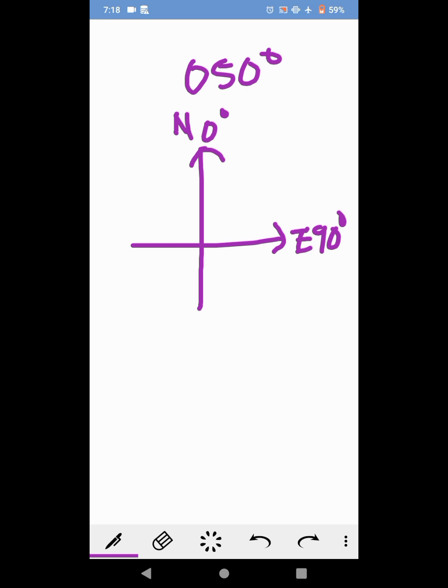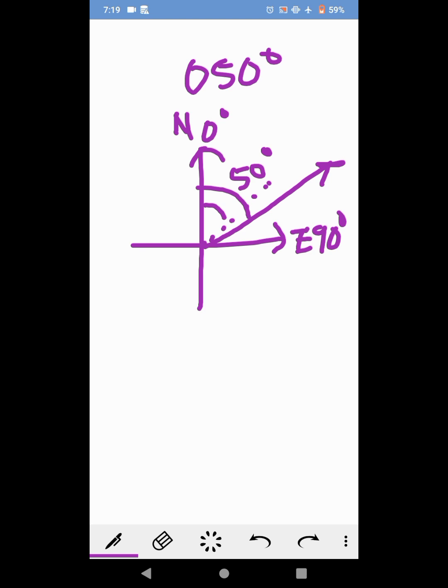Now, to sketch 50, you need to remember that this place is 45 degrees. From here to here is 45 degrees. So 50 will be a little below. So this is the direction of 50 degrees. So this angle is 50 degrees. All right. So now let's sketch another one.